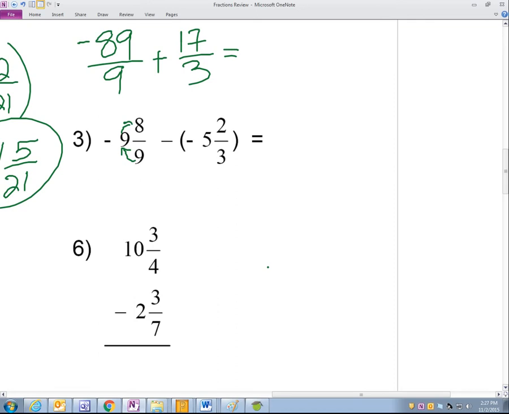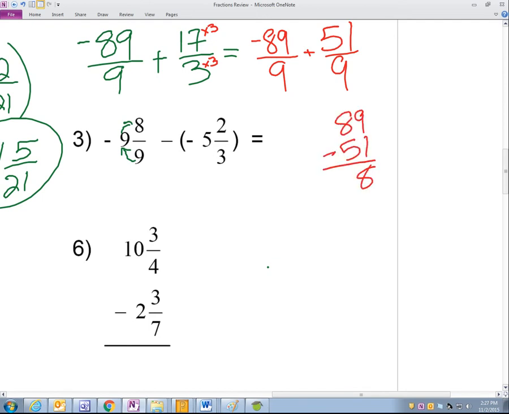So now I have 89 minus 17. Oh, nope. I have to make this into common denominators. So this can be multiplied by 3. This can be multiplied by 3. So I have negative 89 ninths. Yes, because in order to get 3 to become 9, you have to multiply it by 3. And to keep it an equivalent fraction, you have to multiply the denominator and numerator by the same thing. So I have 9, and that's 51. And now, because of my integer rules, I do 89 minus 51. So I have negative 38 ninths.